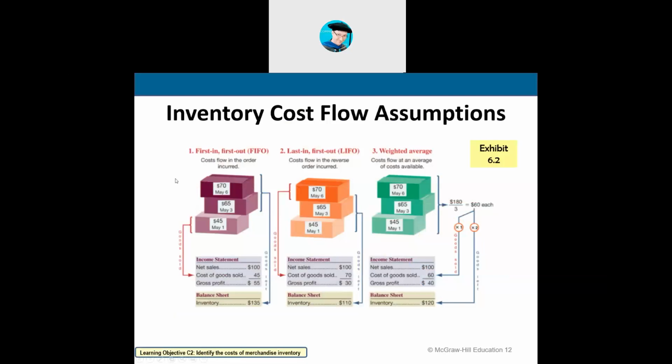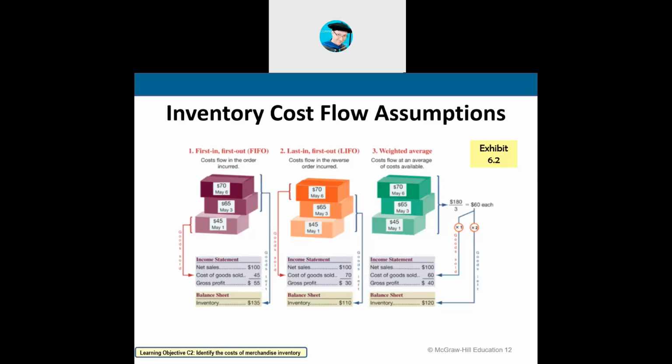Okay, first in, first out. This is used by grocery stores primarily because they have perishable products. So in the first in, first out method, the first purchase that the company made of inventory is the first one that they're going to sell. The reason for that, again, is because they're typically perishable products.